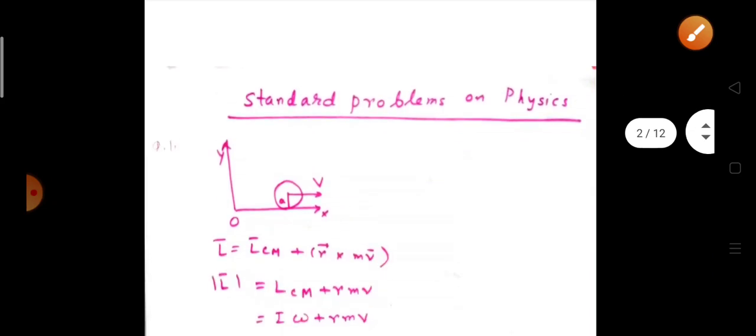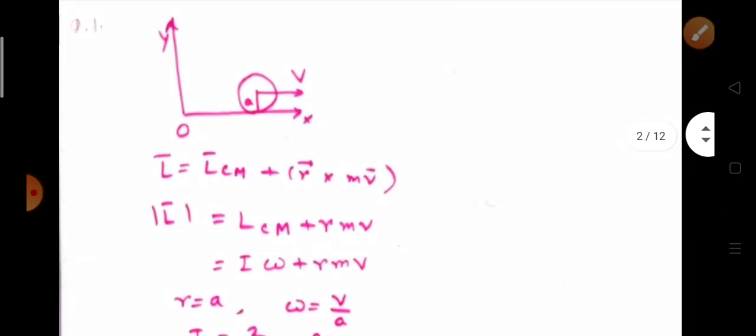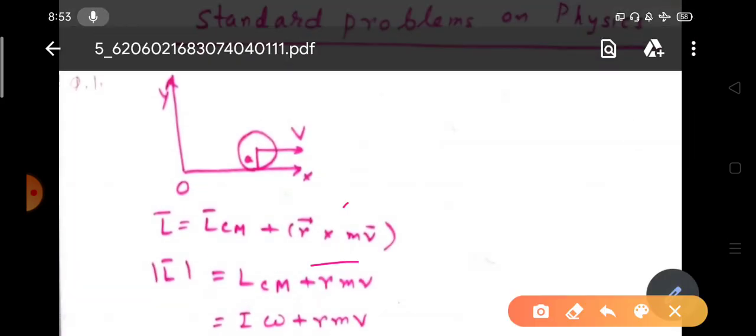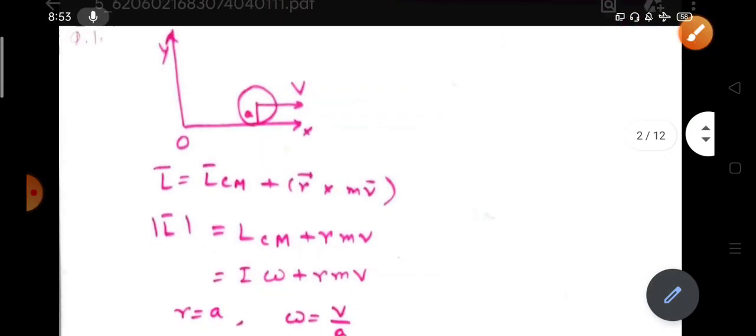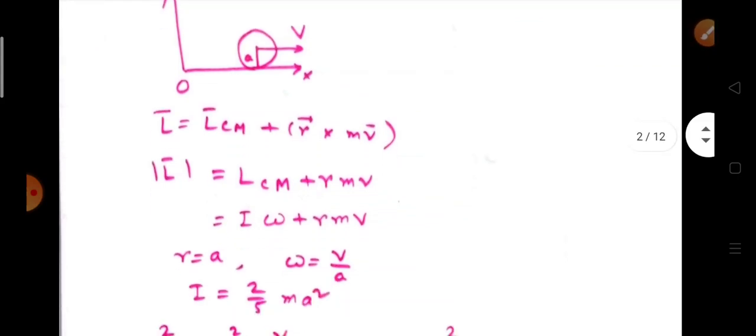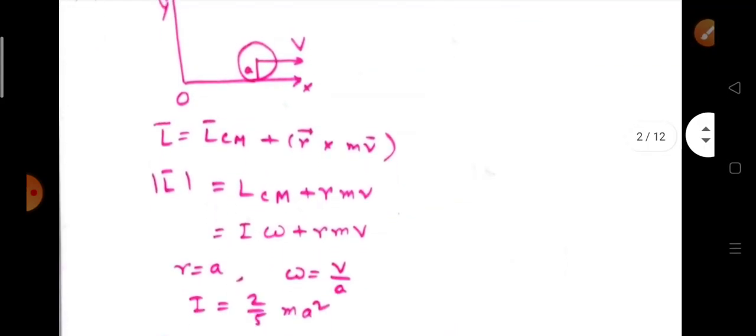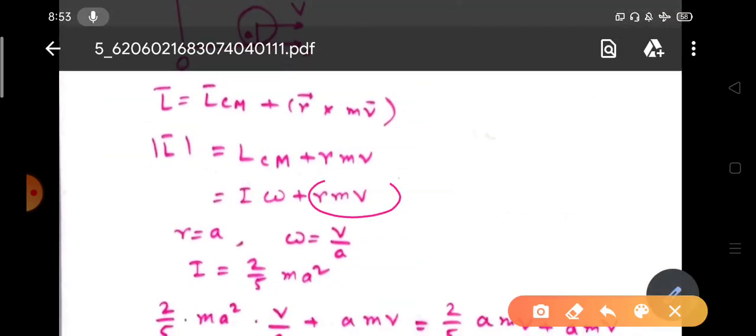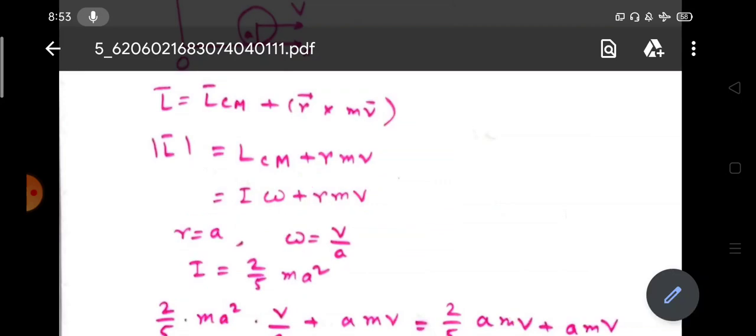So the angular momentum L is L_CM plus r cross mv, where r cross mv becomes rmv due to finding the L along the path. So L_CM is I into omega and r cross mv becomes r into mv. Now r here is actually a, that is the radius of the sphere, and omega is v by a and I is 2/5 ma squared.